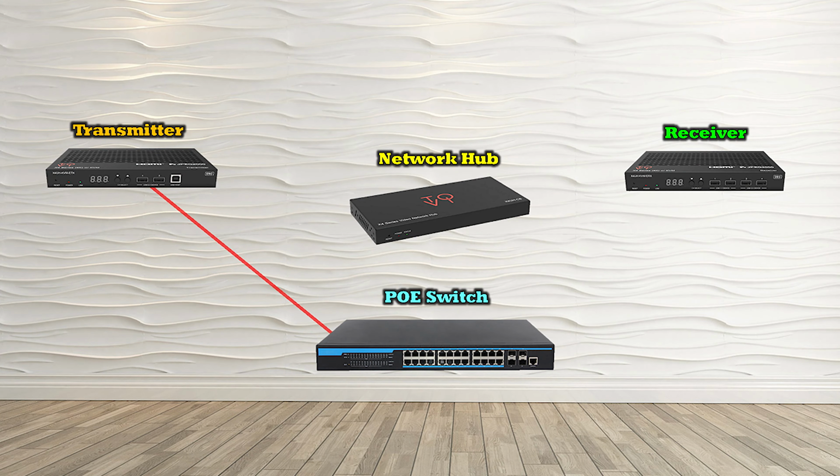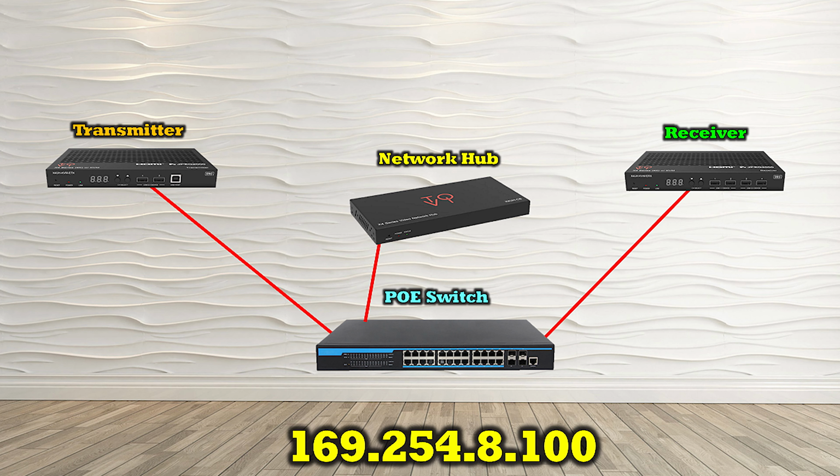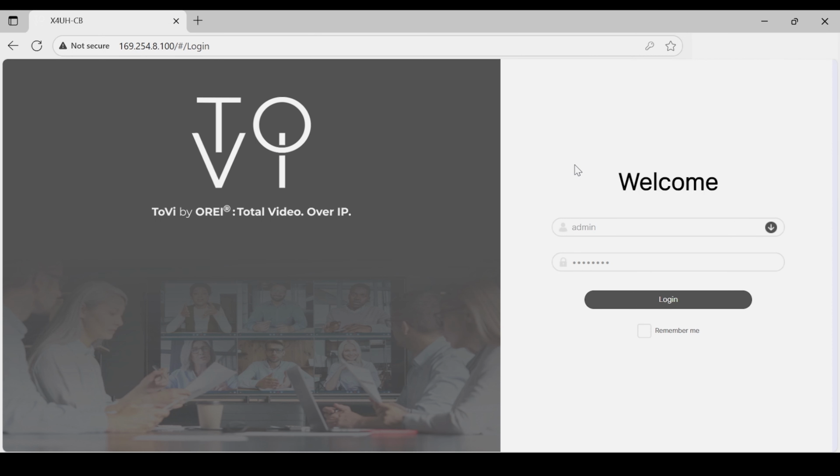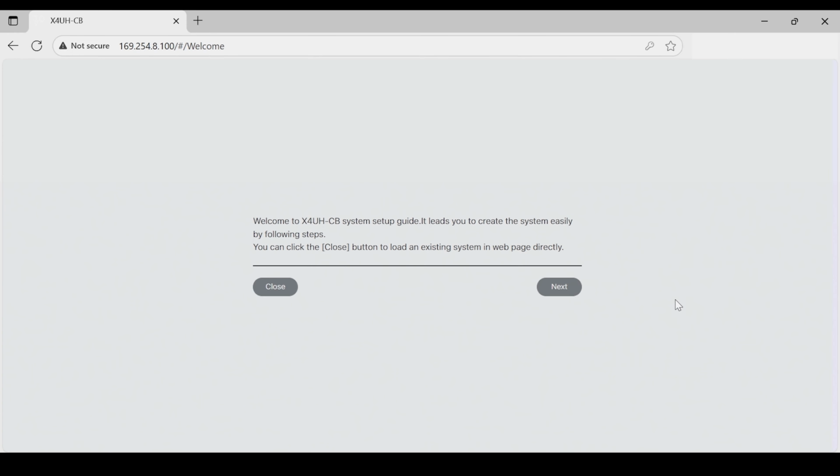To get started, connect your transmitter module, receiver module, and your network control hub to the PoE switch using a standard Cat6 or Cat7 LAN cable and power everything up. You can now open a web browser from any computer on the network and navigate to address 169.254.8.100, which is the network address of that control hub. And you'll be greeted by this welcome screen. Enter your password and click Login, and that'll bring up the main screen of the GUI.